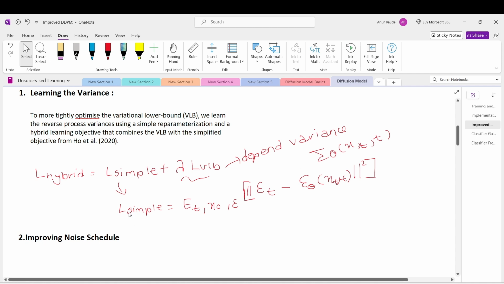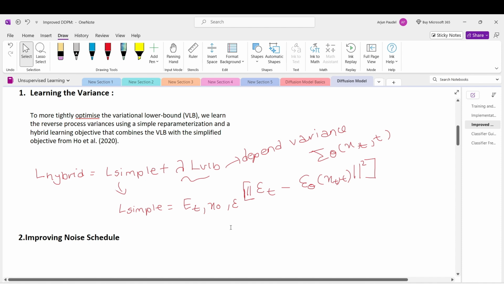And we have the simple term, and this is lambda. This is some hyperparameter used for weighting, deciding which terms to weight high and which terms to weight low. This is the overall objective. They call this a hybrid objective in the paper.